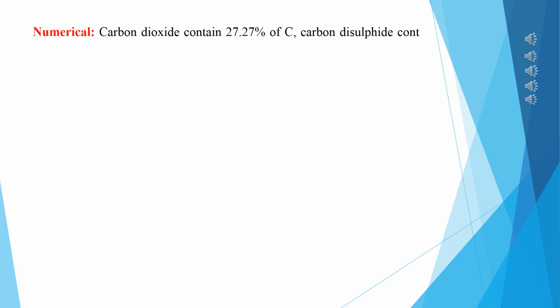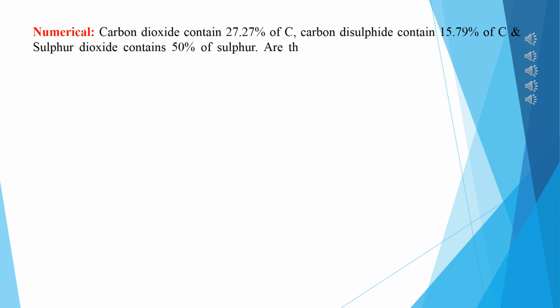Let's try to solve one numerical problem related to the law of reciprocal proportion. Carbon dioxide contains 27.27% of carbon. Carbon disulfide contains 15.79% of carbon. And sulfur dioxide contains 50% of sulfur. Are these figures in agreement with the law of reciprocal proportion?